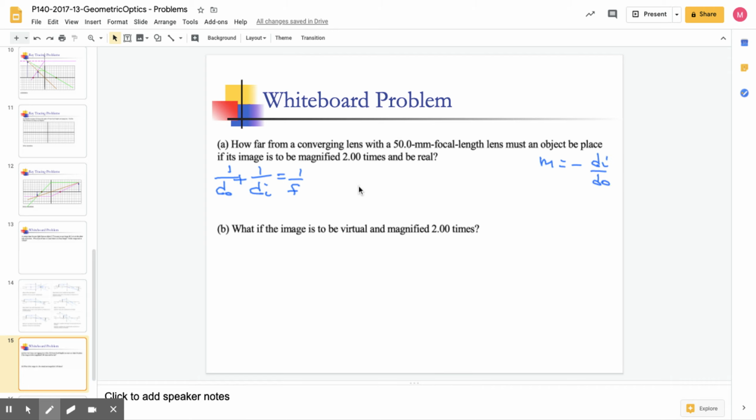And they tell me that we want the image to be magnified twice. So I know that m equals 2. So 2 is equal to negative di over d0. That tells me that di is equal to negative 2 d0. So I can plug that in, and I have 1 over d0.